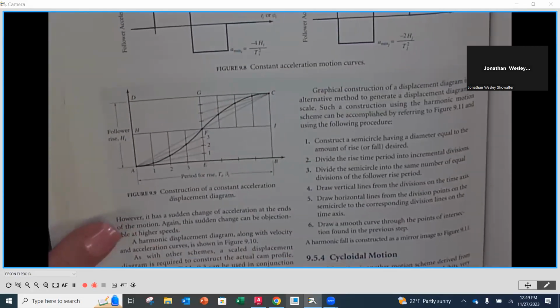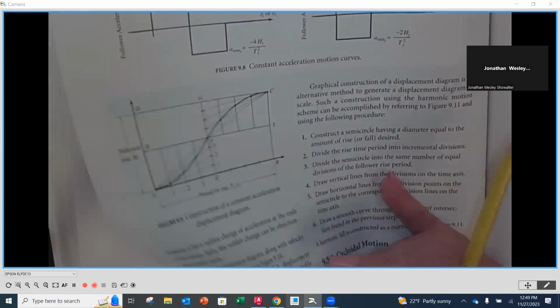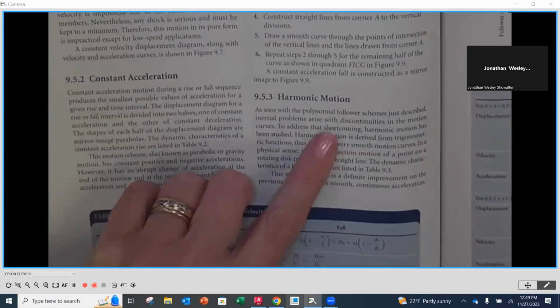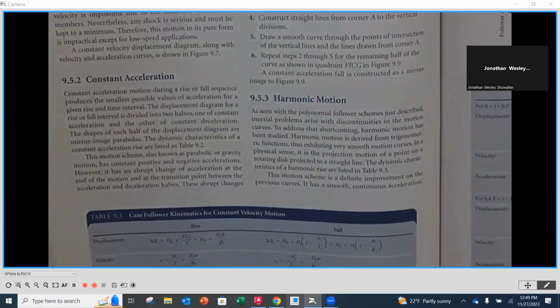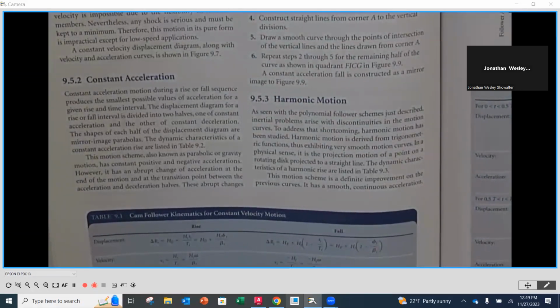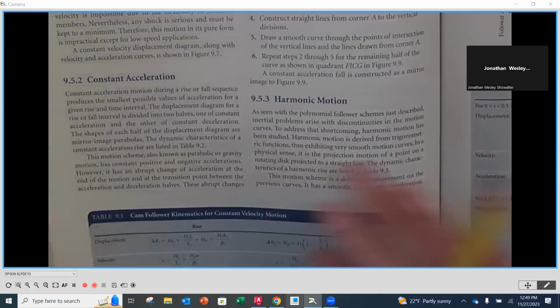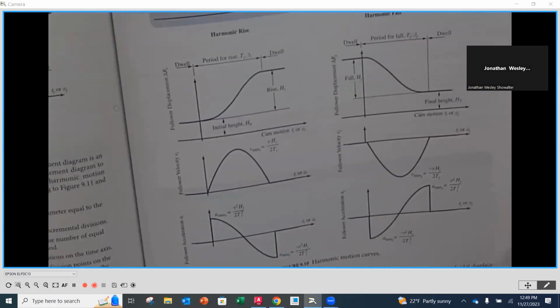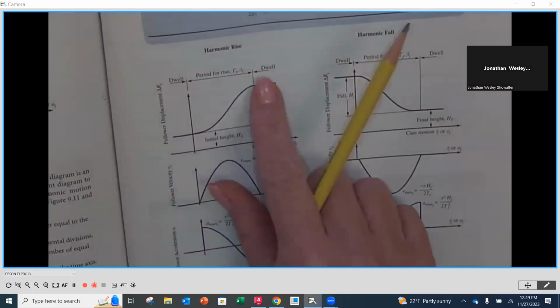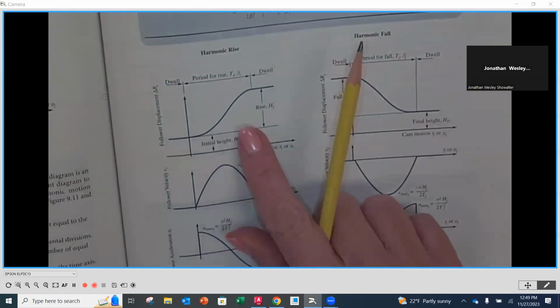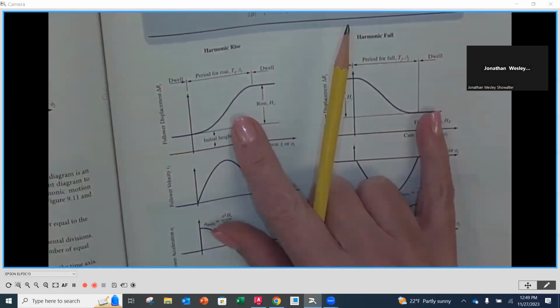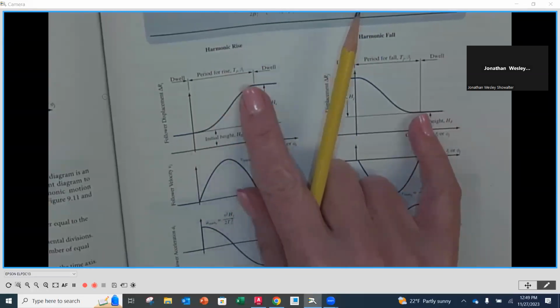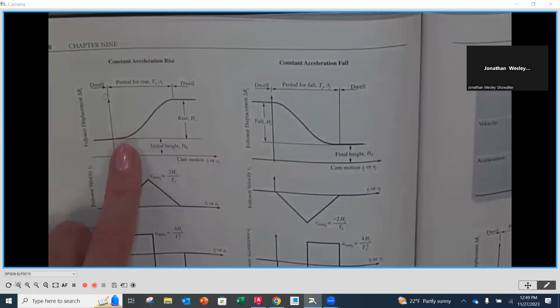The next type of motion is actually, I'm going to go back a second here because they introduced it over here. This is going to be harmonic motion, okay? The last two that we talk about are the two most popular, which are going to be the two that you're going to do for your homework, okay? So harmonic motion, and we're going to skip over to page 231. Here you're going to notice in a harmonic, this is the rise and this is the fall. Again, it doesn't look much different than the constant velocity or the constant acceleration because we've got the curves coming in and out on either side. So if we kind of compare these two, here's the constant acceleration.